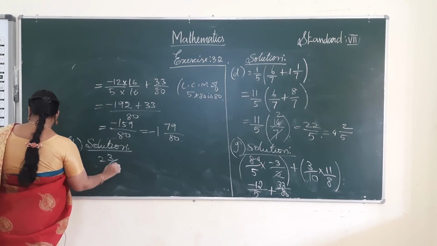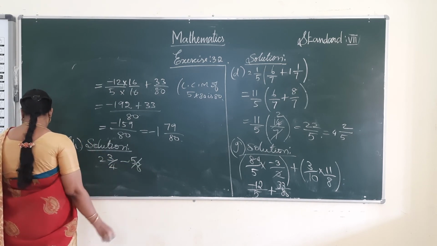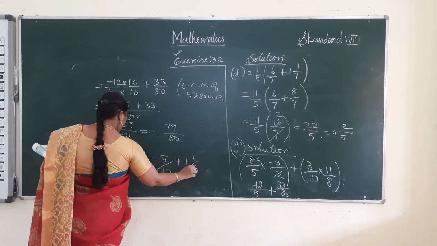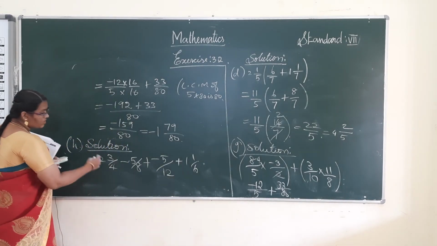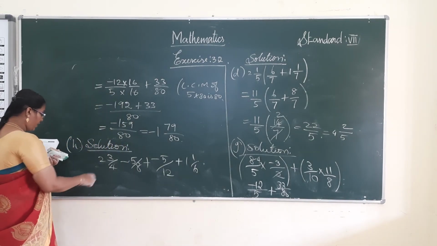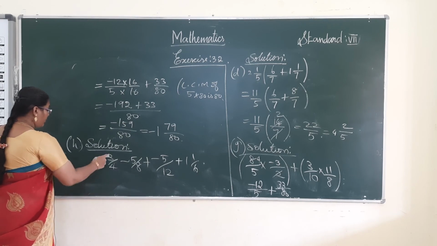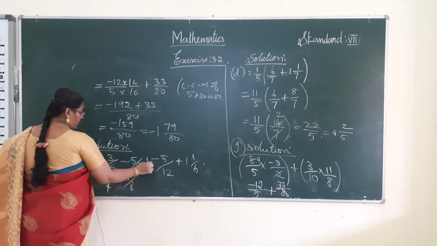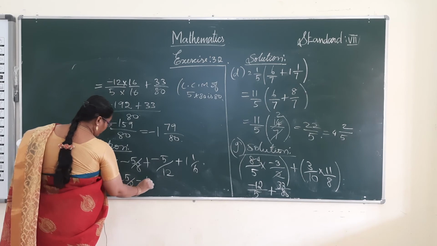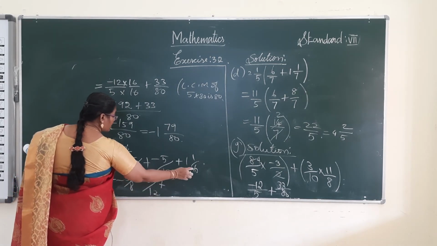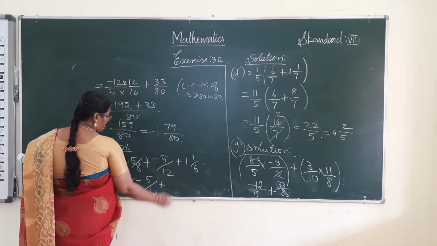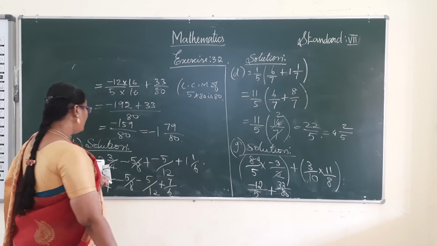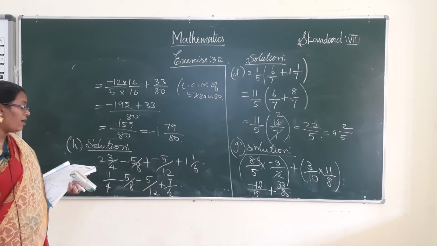2 3/4 - 5/8 + (-5/12) + 1 1/6. Change the mixed fractions to improper fractions. So 4 2s are 8, 8 plus 3, 11/4, minus 5/8. Then minus 5/12 plus the mixed fraction changed to improper: 6 1s are 6, 6 plus 1 is 7, so 7/6. The denominators are different, so we have to find the LCM.